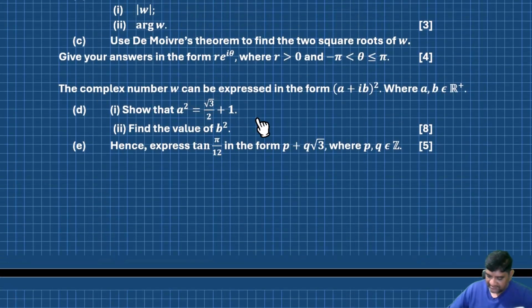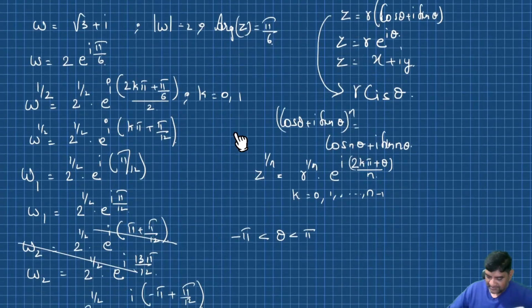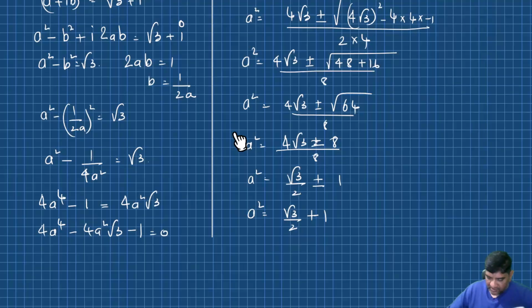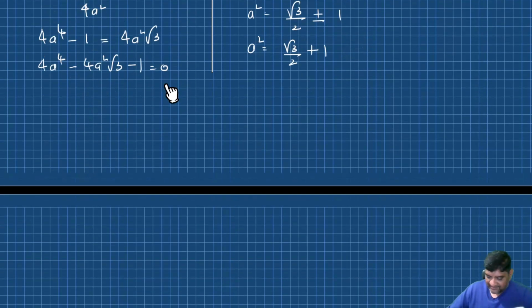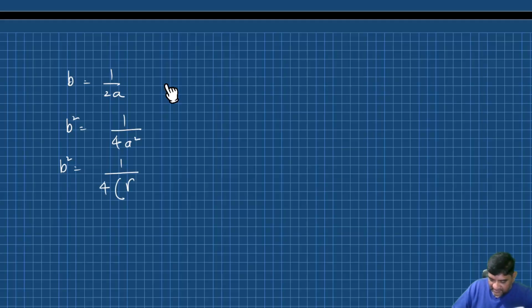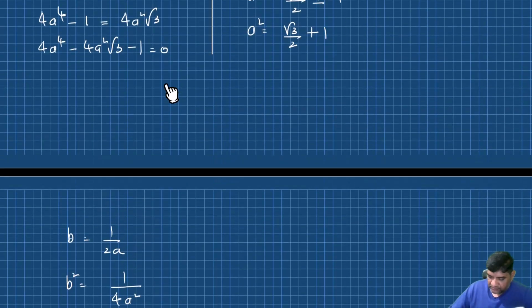And yes, I did. So using that, I'm going to now find the value for b square. Let's quickly do that. I know that b is simply that, so I'm going to use this and say b is equal to 1 over 2a. So b square is going to be 1 over 4a square. So here I can substitute the value for a square, which is root 3 by 2 plus 1.